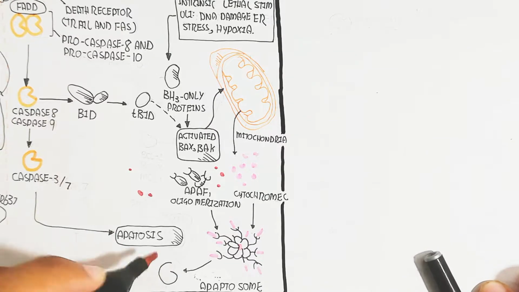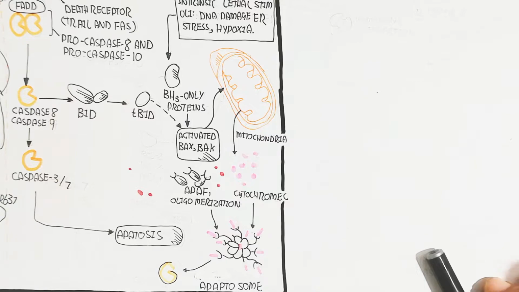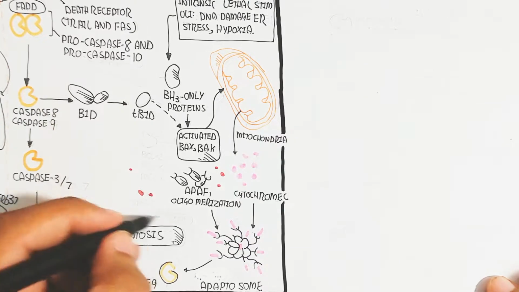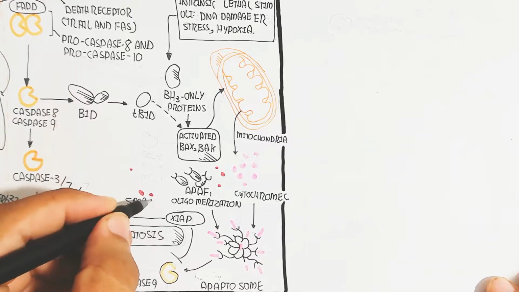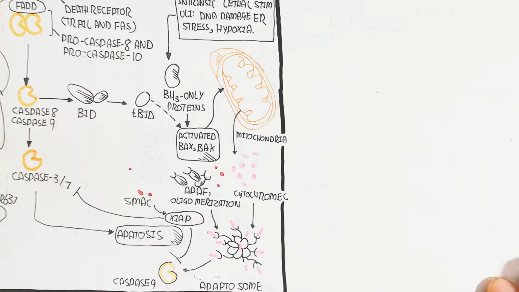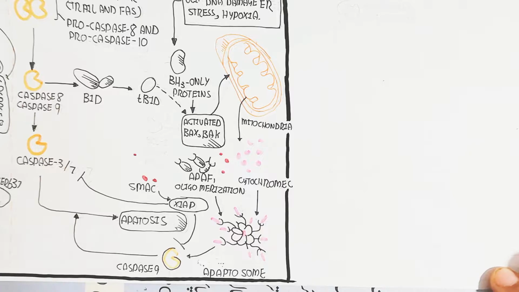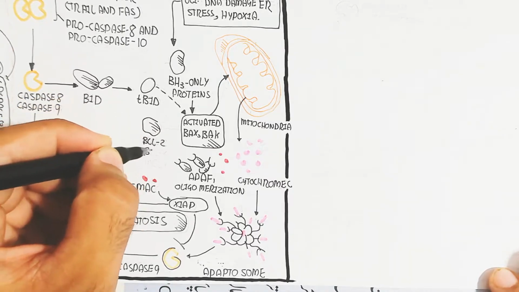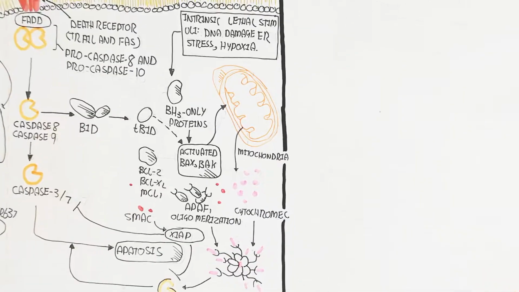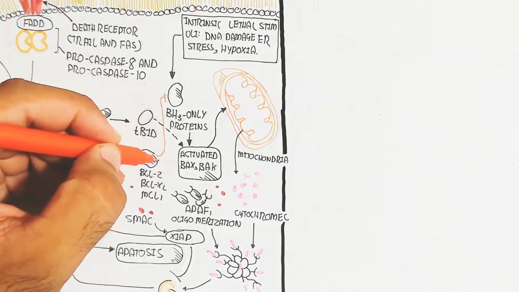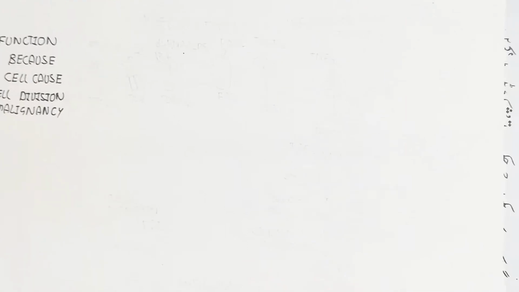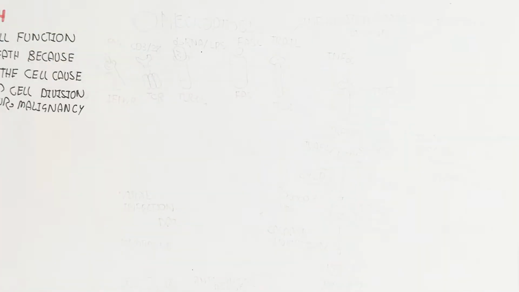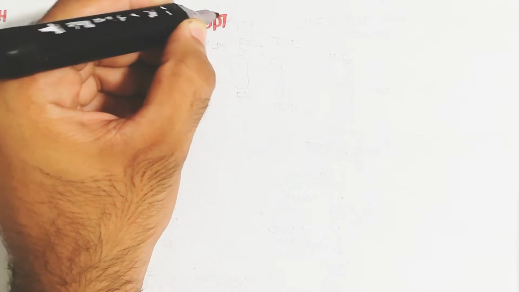due to the damage of the DNA, endoplasmic reticulum damage or stress, and hypoxia, the low level of oxygen. While on the other hand, here is the XIAP, which is stimulated by the SMAC. After the stimulation, it will lead to inhibit the caspase 9 for the inhibition of the apoptosis. While on the other hand, here are the BCL2, BCL-XL and MCL1, which inhibit the activated Bax and Bak, and will inhibit the apoptosis.